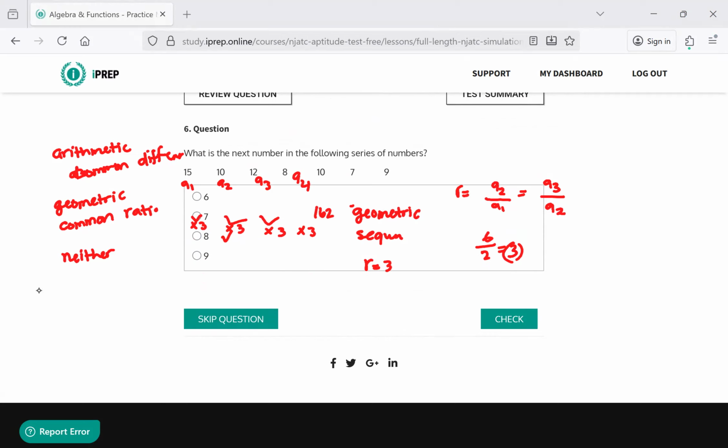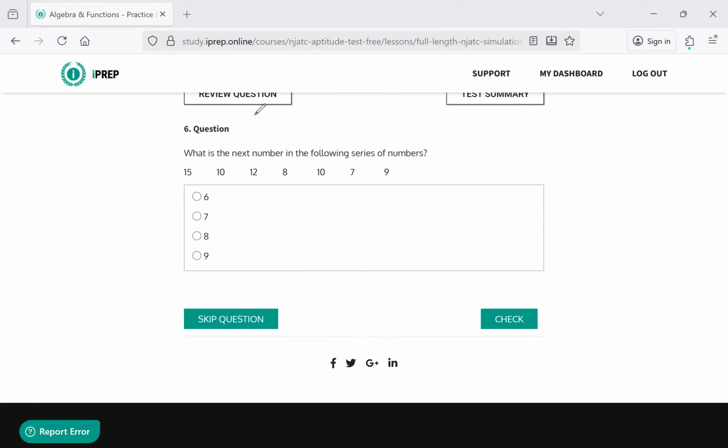Okay, so here's another sequence problem. Question 6. We have 15, 10, 12, 8, 10, 7, 9. We have to figure out the next number. So let's test if it is an arithmetic sequence. This is your first term, second, third, fourth, fifth, sixth, and seventh.